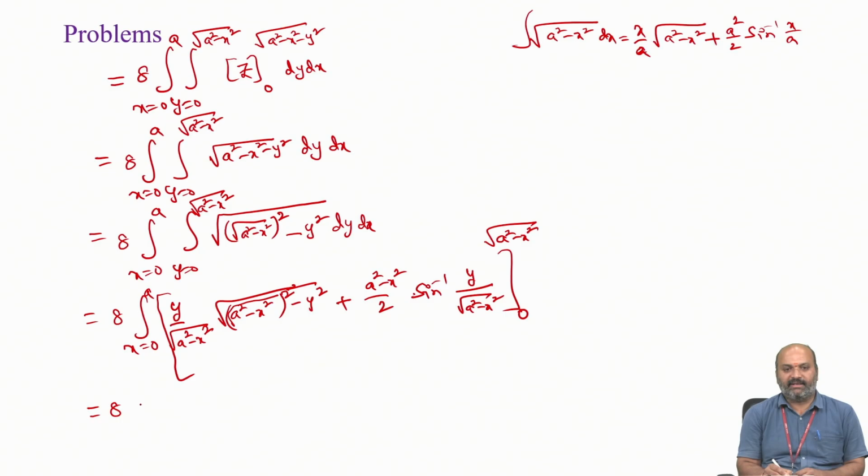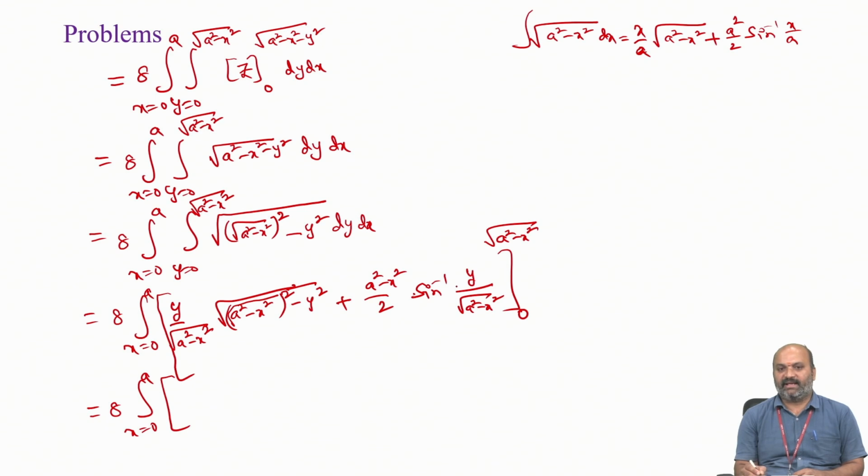This is equal to 8 into integral x varies from 0 to a. Let's substitute the limits. The upper limit is root over a square minus x square. If you substitute root over a square minus x square instead of y here, what will we get? Root over a square minus x square whole square, root over a square minus x square whole square, same terms with opposite sign, 0. Root over 0 is 0, 0 into anything is 0. So this term does not have any contribution.